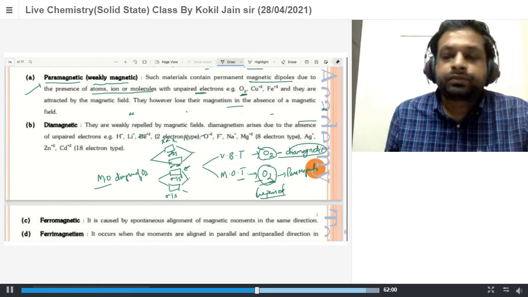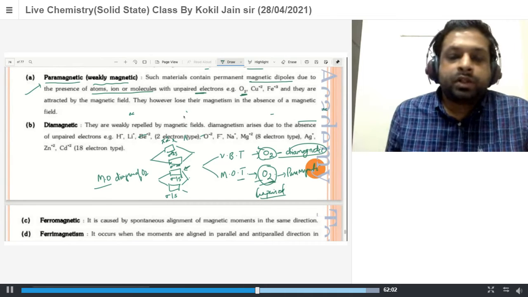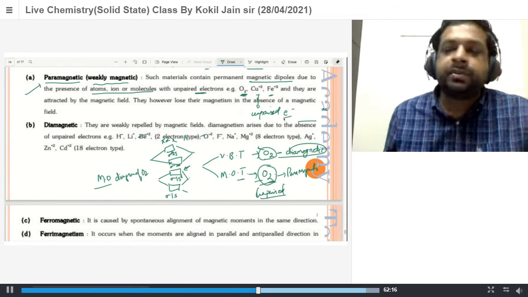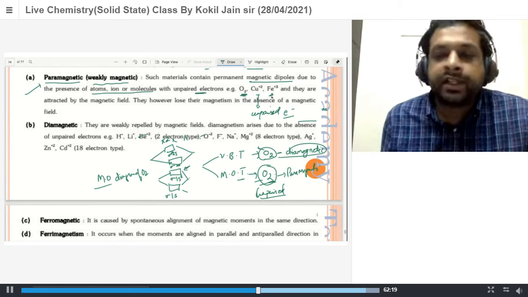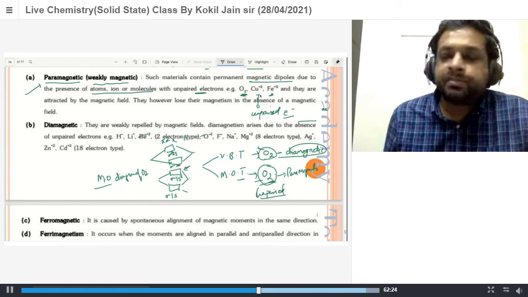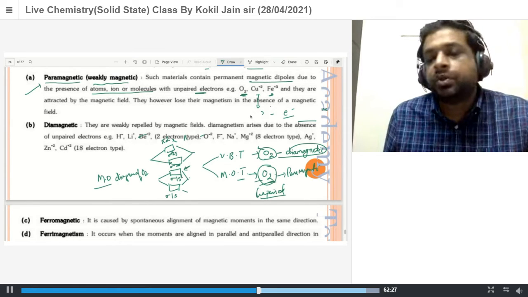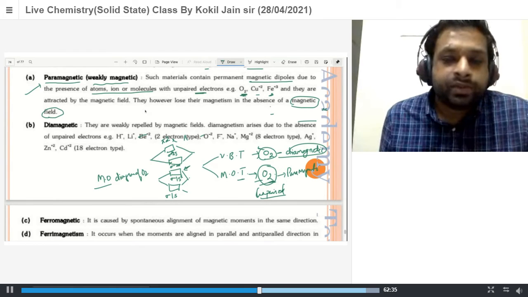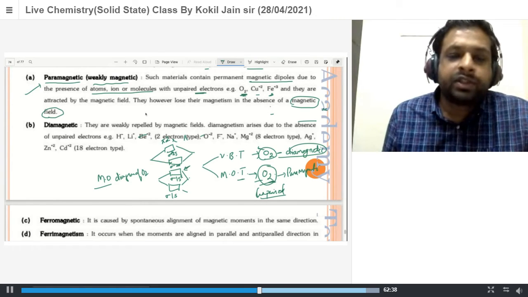Now keep in mind O2, Cu plus 2 or Fe plus 3, these are also having unpaired electrons. Okay, we will study in coordination chemistry about these type of metal ions also, but what you have to keep in mind is such paramagnetic compounds show magnetism only in the presence of a magnetic field. They do not show magnetism automatically.